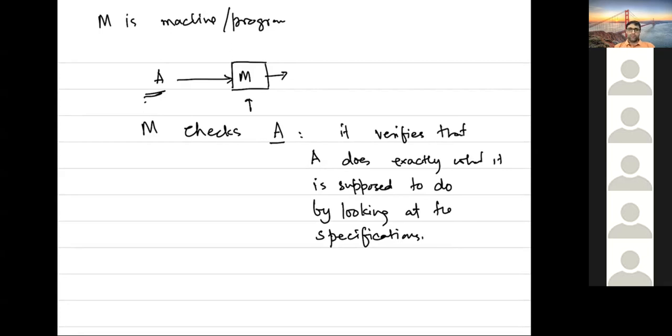And not only that, so there are two parts. The second part, we will talk about later. The first part is that it just verifies that what it does is exactly what it says, right? So we call it software verification.